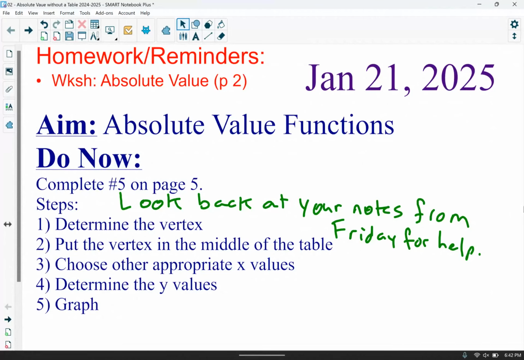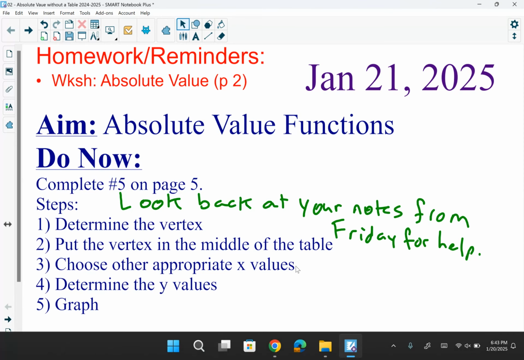So for today, we just want to start by going back to what we did in class on Friday, which was graphing our absolute value functions by finding the vertex, putting the vertex in the table, and then choosing x values that are above the x value of the vertex and x values that are below the x value of the vertex. So we can determine the y values and then graph. So definitely a good idea to look back at your notes from Friday, especially with finding the vertex in our absolute value formula. Okay, so pause the video and try it now.